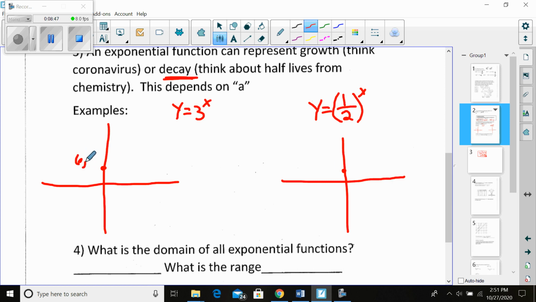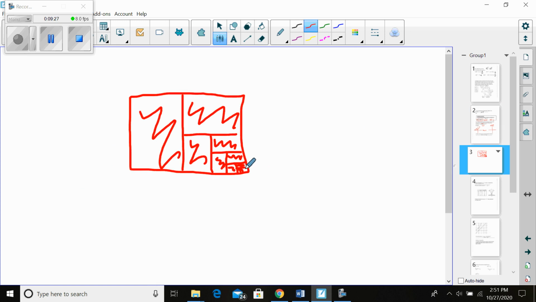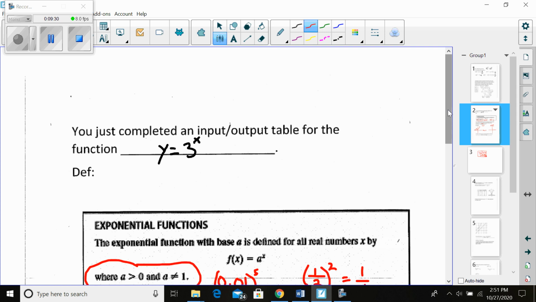And then I can input anything. I can input positives. I did this with the coronavirus example, but 3 to the negative first is 1/3, 3 to the negative second is 1/9, but I am never going to get to 0. So I actually have a horizontal asymptote line for these functions at y equals 0. I will get closer and closer to 0, just like what happened over here. I get closer and closer to 0, but I never actually achieve 0.